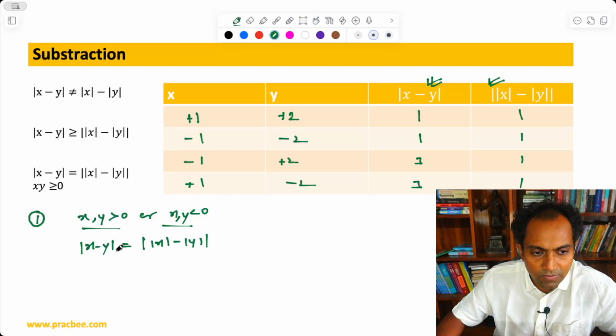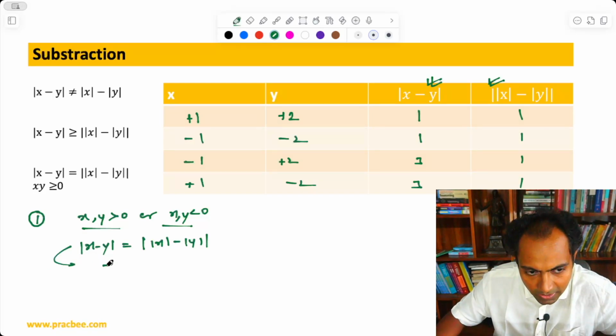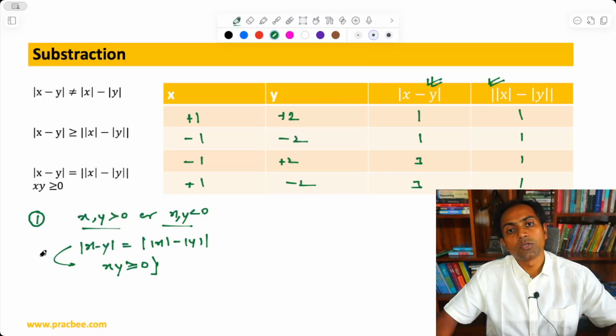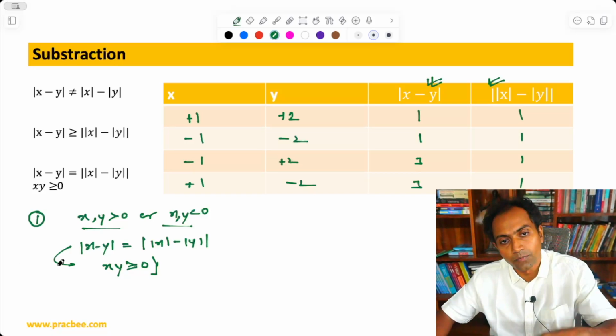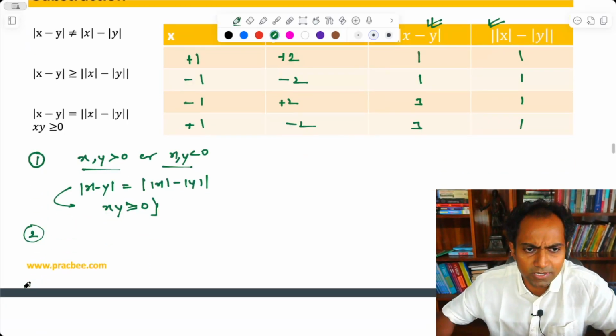So if this statement is given, this could be interpreted in terms of writing x into y is greater than or equal to 0. This is very important. And this is how we most of the time use this idea to solve modulus equations. Second idea is what happens in the next two cases.